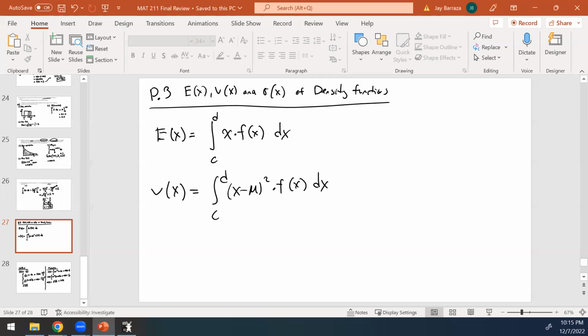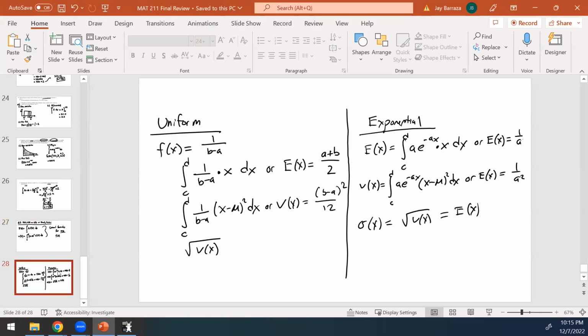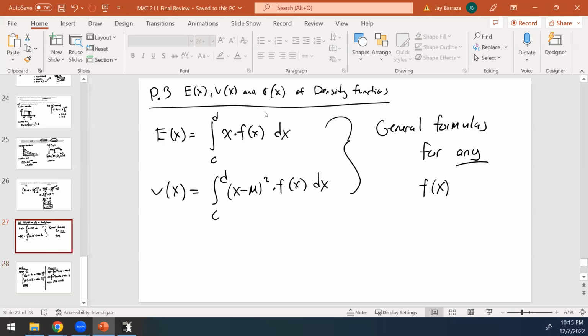So are these for uniform or exponential? These are the general formulas, for any f of x. It doesn't matter what f of x is. If it's specifically uniform, then you just plug in f of x equals 1 over b minus a. If it's specifically exponential, it's a e to the negative ax. Does that make sense? This is the general formula that would work with anything, so unless told otherwise, we'd use these formulas. Exactly, unless you know it's a uniform one.